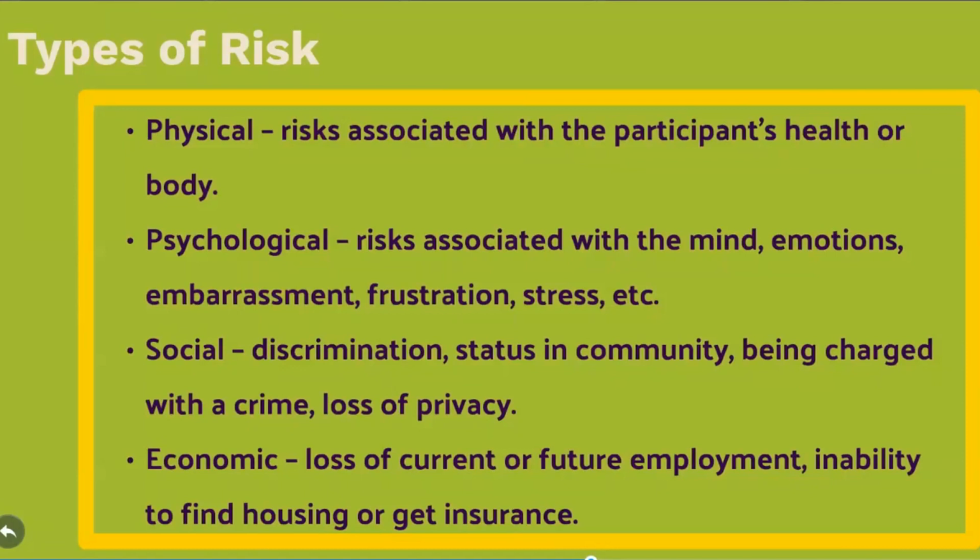Or economic as well. Maybe this gets out and my insurance is no longer going to cover me, or I cannot get a job because this is known about me and this is on social media and everybody knows it now. So it's really important to think not only of the physical, but also these other three types of risk: the social, the psychological, and the economic.